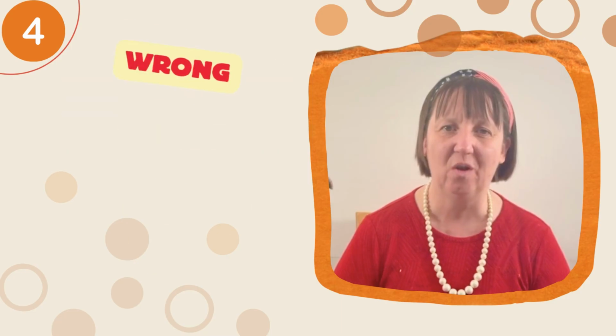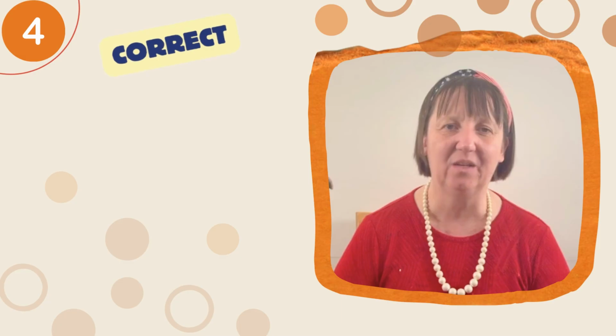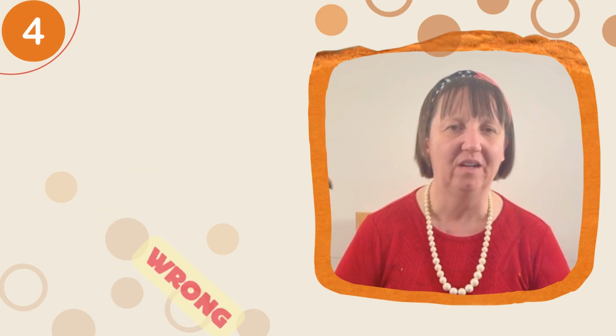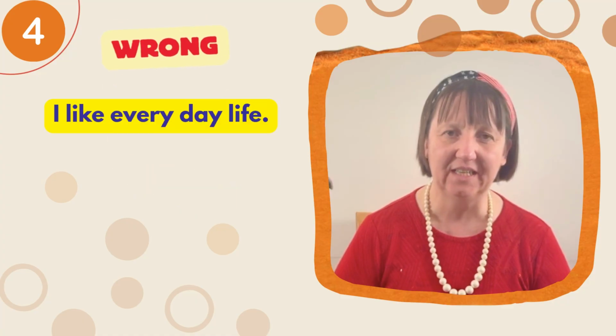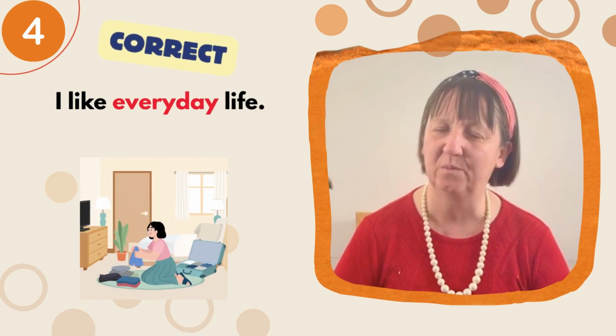Part 4. Common mistakes. Wrong. I go to school everyday. Correct. I go to school every day. Wrong. I like every day life. Correct. I like everyday life.